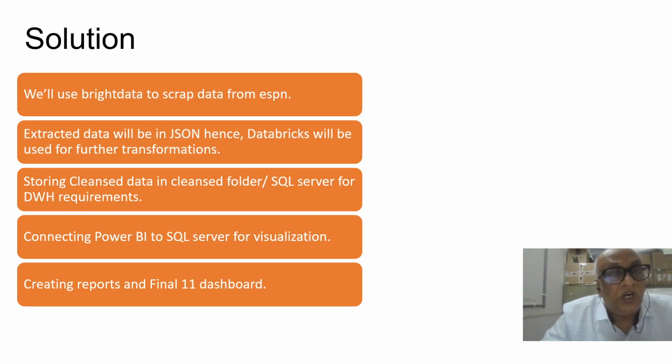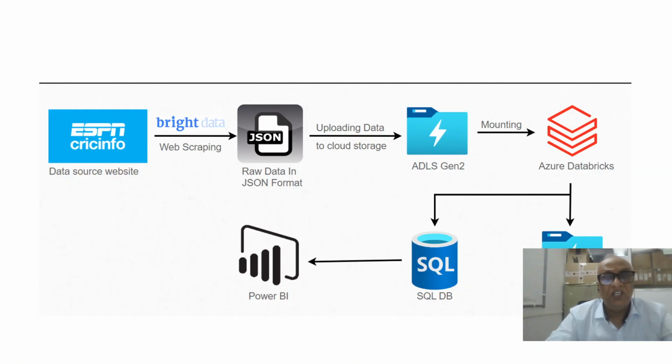So what our architecture tells is, the technology stack we are going to use is Bright Data to scrape data from ESPN, and the extracted data will be in JSON form, hence Databricks will be used for further transformations. The cleansed data will be stored in the SQL Server, and then we'll be connecting the Power BI tool for visualization, and we'll be creating the reports and dashboards for the final level. So this is the architectural diagram basically.